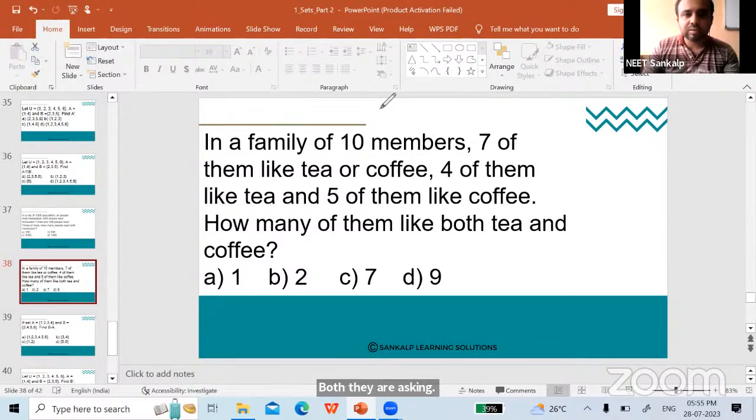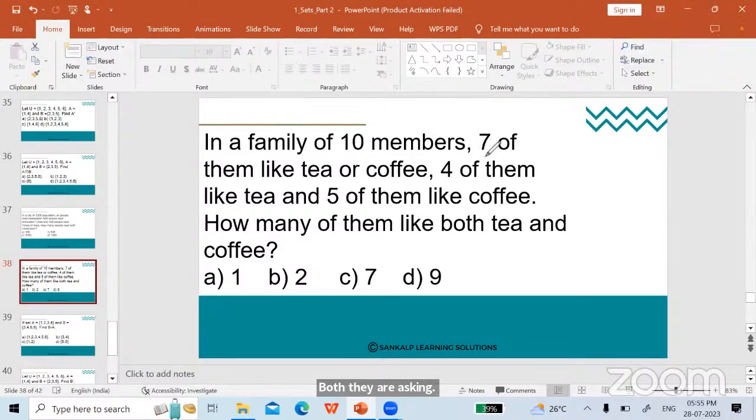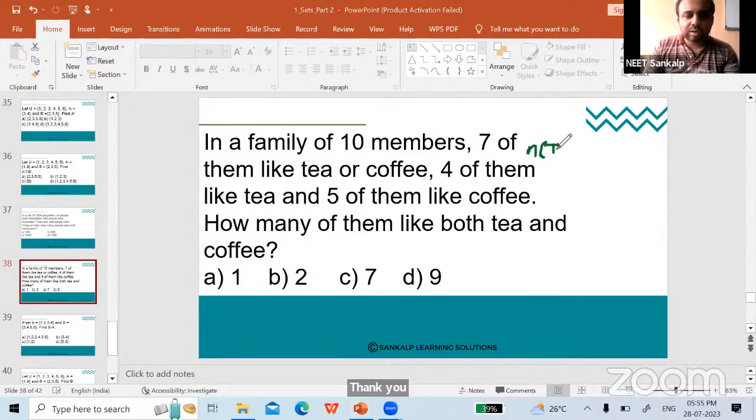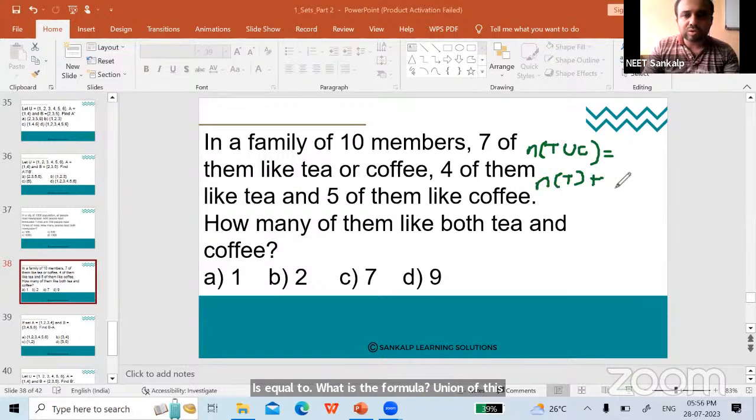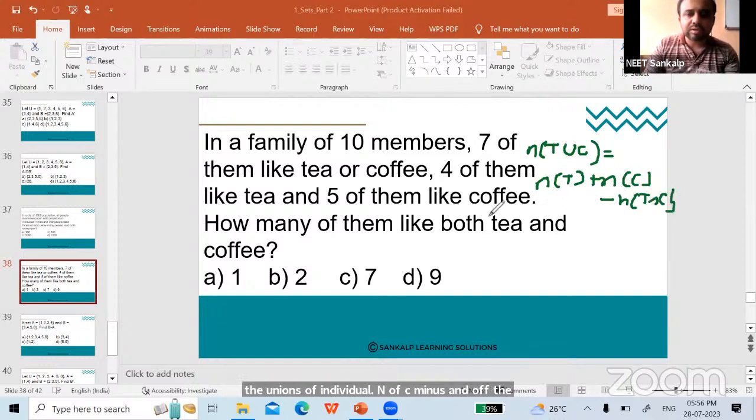So it is N of T union coffee is equal to, what is the formula? Sum of the individual sets, N of T plus N of C, minus N of T intersection C. This is the formula for this.